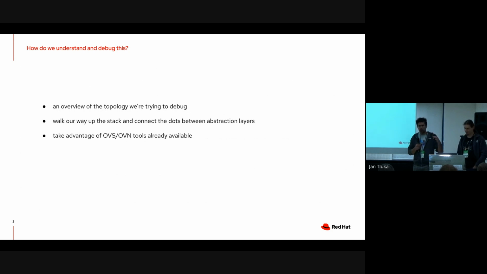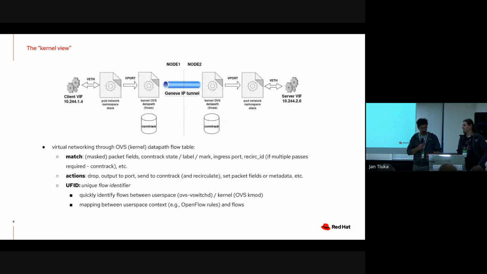What we're going to talk about today is how to debug this. First, we're going to show the topology we're trying to debug. It's a simple example, and we're going to walk up the different layers and make the connection between them, and also showcase the tools that are currently available and allow you to link all the layers to simplify your life when debugging. From a data path perspective, this slide is kind of inaccurate. It's not necessarily only kernel, it's the OVS data path in general.